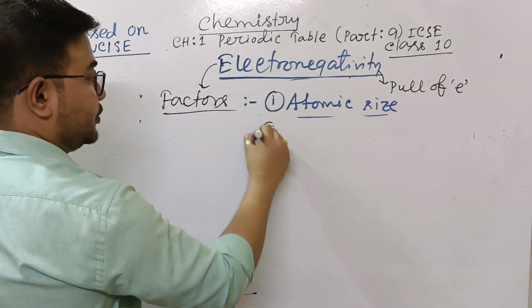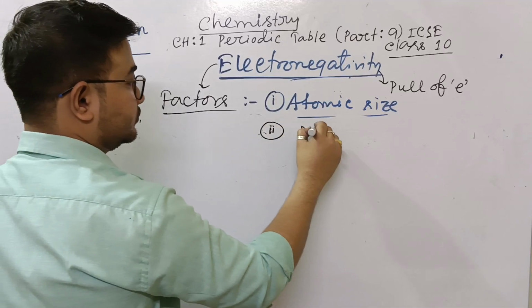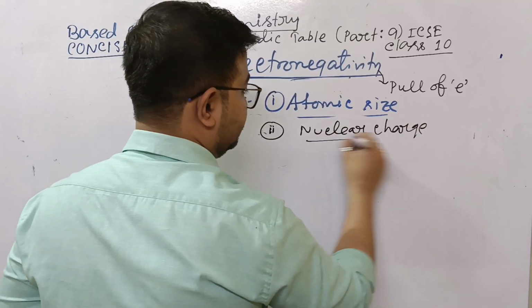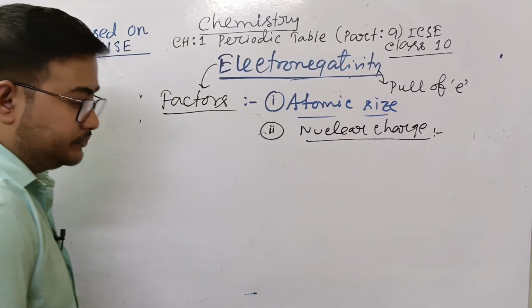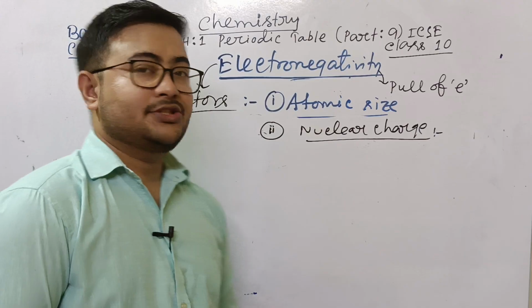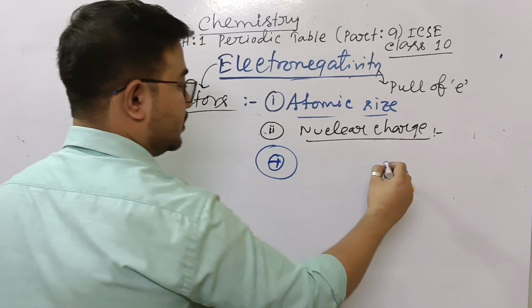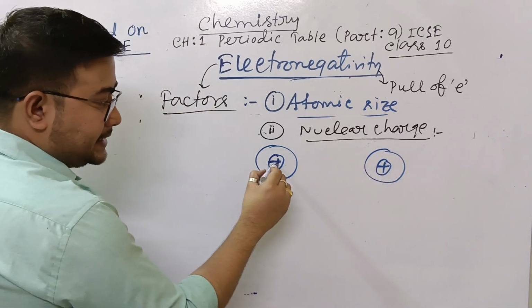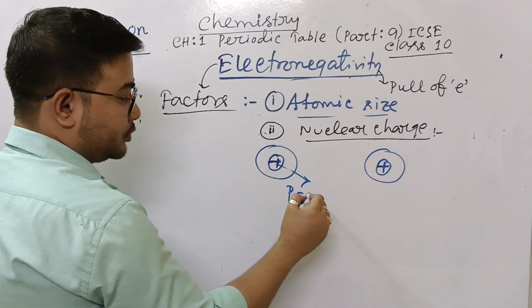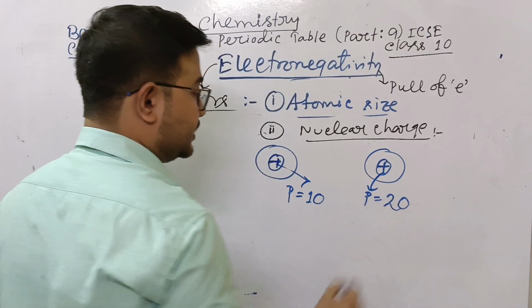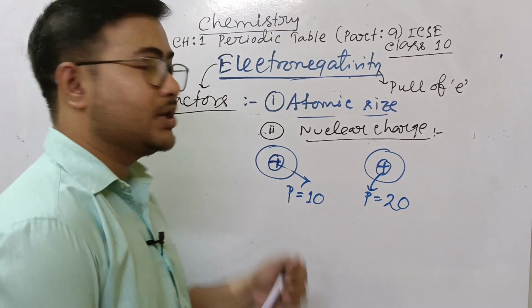Done. Now factor number 2. What is factor number 2? Nuclear charge. What is nuclear charge? Suppose it is one atom and here is another atom. In this atom, the number of protons in the nucleus is, suppose, 10. Here suppose the number of protons is 20. Tell me, which has more attraction?